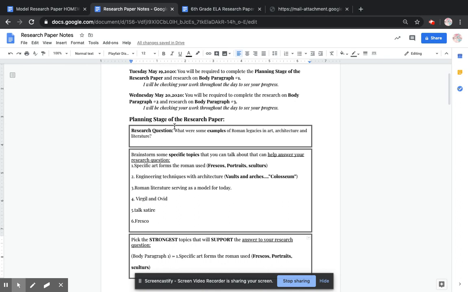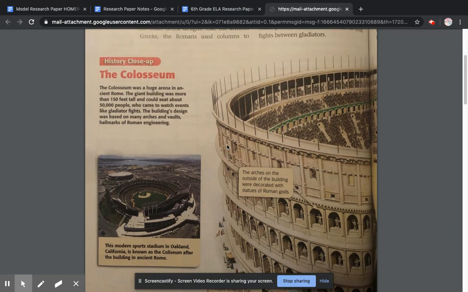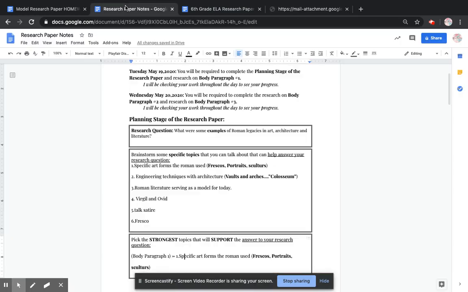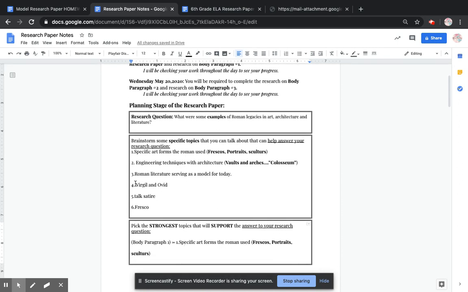So I'm still in the planning stage of my research paper. I have my research question: What are some examples of Roman legacies in art, architecture, and literature? Then I brainstormed some specific topics, and I did that by going to my textbook because it's a text that I already know is true and credible. And I used that to come up with some topics because I can't just research this question. I need to come up with some specific topics that I want to talk about in my paper.